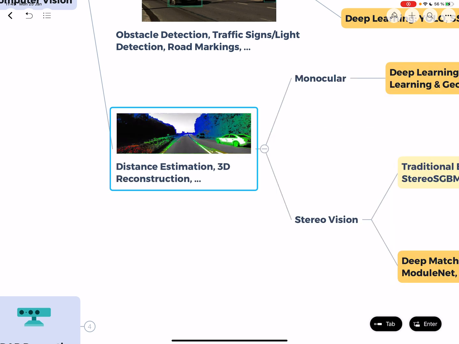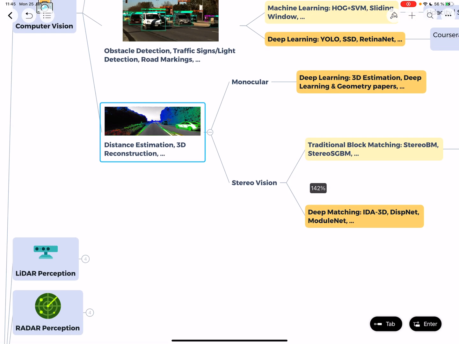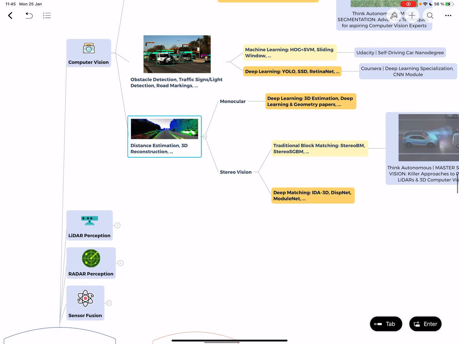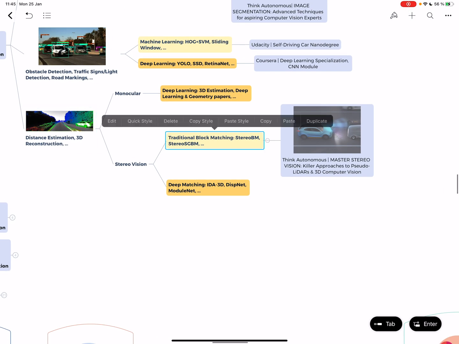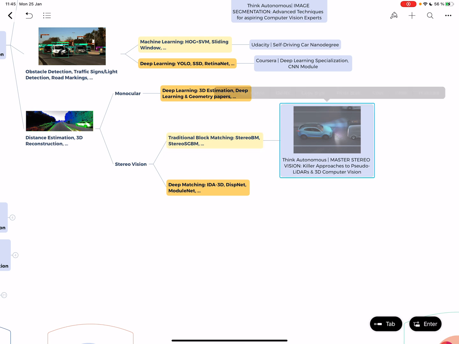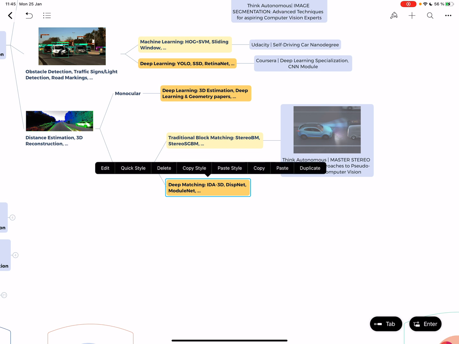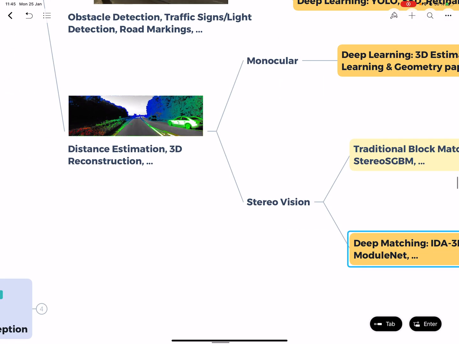And once you have that point, you can try to find the same point at another pixel on the other camera, right? So let's say the mirror on the car, you can find it exactly at another pixel, and that is called matching. So you have traditional block matching, and I have just released a course on that with Think Autonomous. And you also have deep matching. And this time we're using neural networks to do the matching. And so ultimately you have an estimation of point clouds.